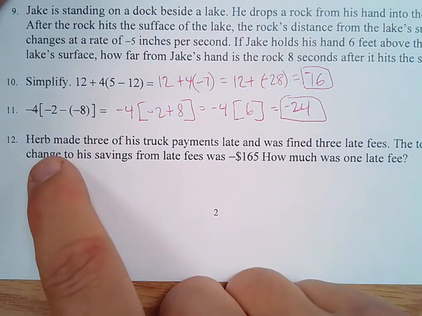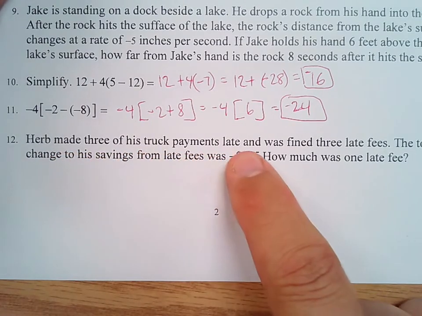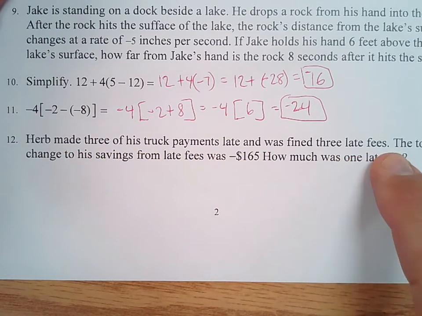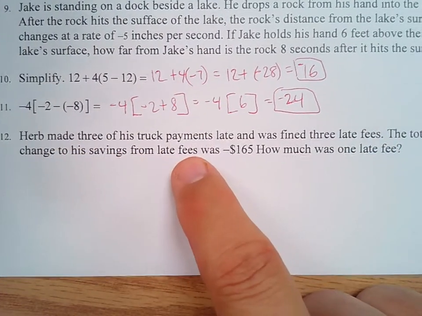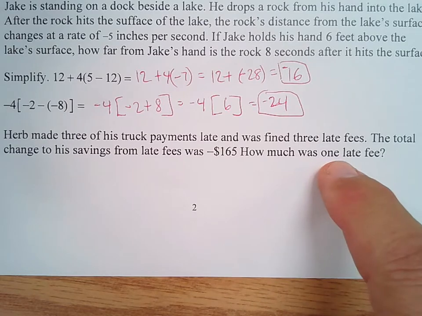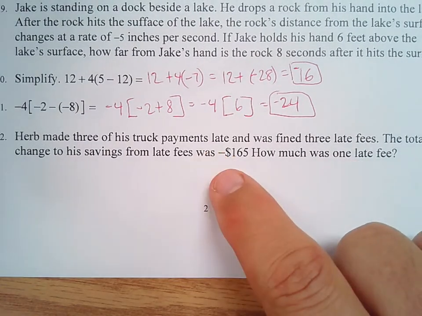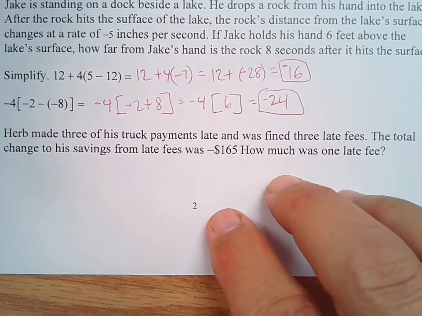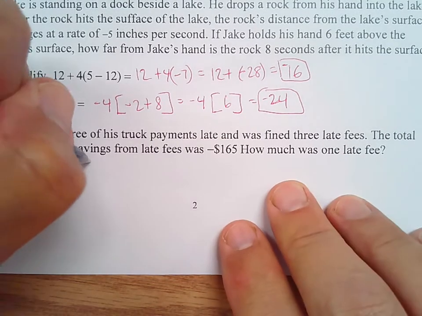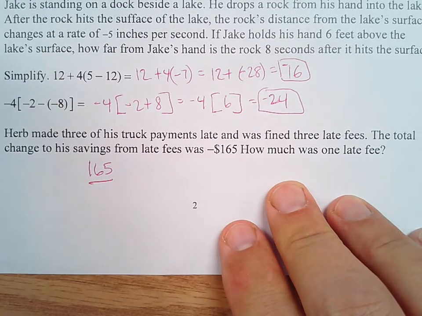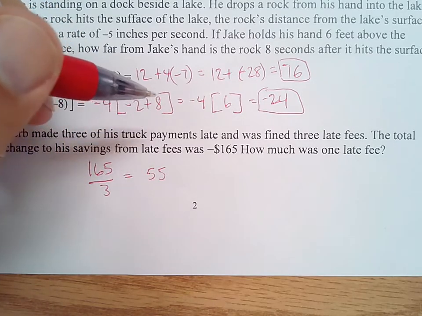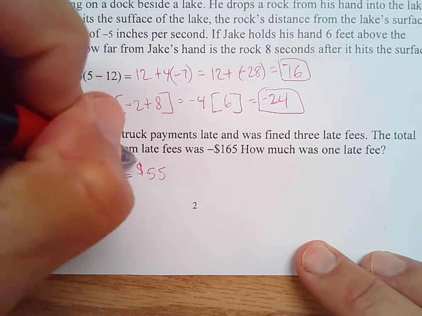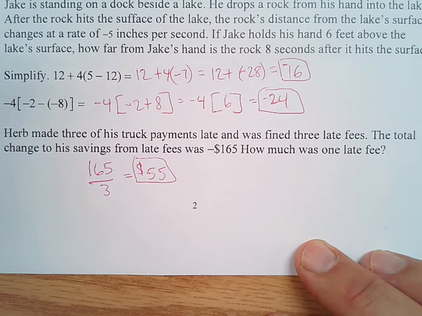On this one, Herb made 3 of his truck payments late and was fined 3 late fees. The total change to his savings from late fees was negative $165. What was 1 late fee? So he made 3 payments, so it would be 165 divided by 3, right? 3 goes into 16 5 times. That should be $55. So how much was one late fee? $55.